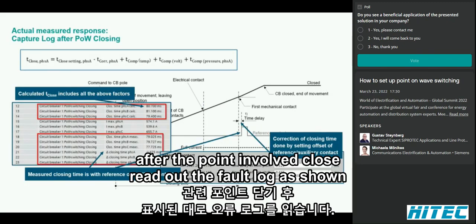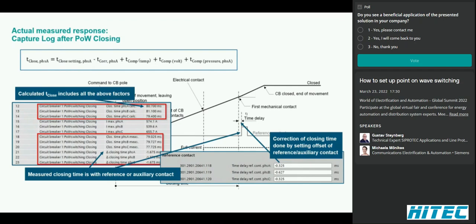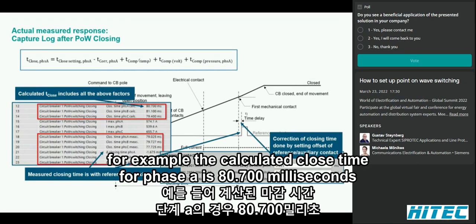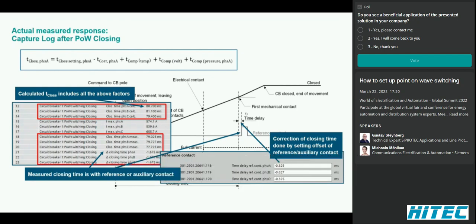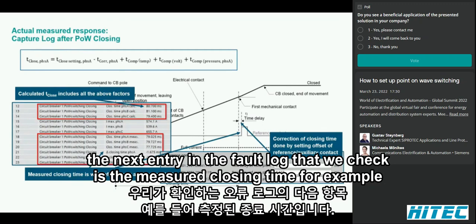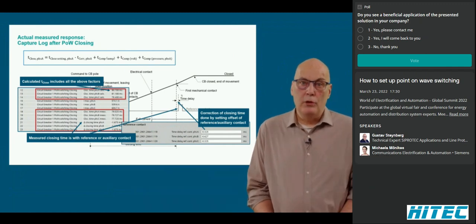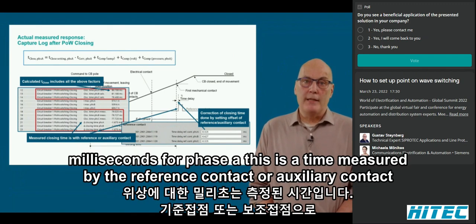After the point-on-wave close, read out the fault log as shown. The calculated close time for each phase is shown. This is the calculation as per the shown equation. For example, the calculated close time for phase A is 80.700 milliseconds. The next entry in the fault log that we check is the measured closing time. For example, 79.025 milliseconds for phase A.